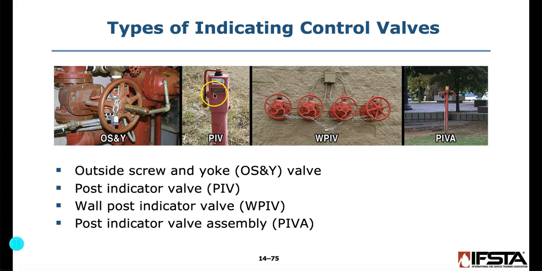Your post indicator valve, that will say open or shut on it. A lot of times this key right here will be locked on the side, so you break the lock and then you can use this wrench to open or shut it. And then you have the wall post indicator, right, which is essentially a post indicator, but they're wall mounted, and then you have a post indicator valve assembly there.